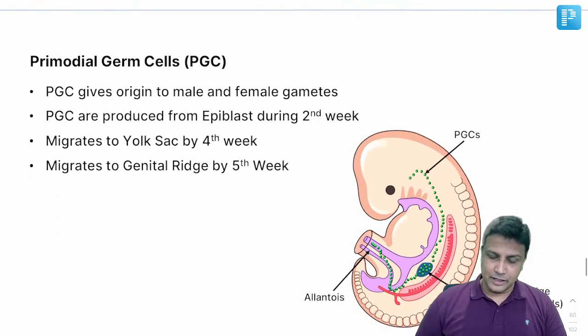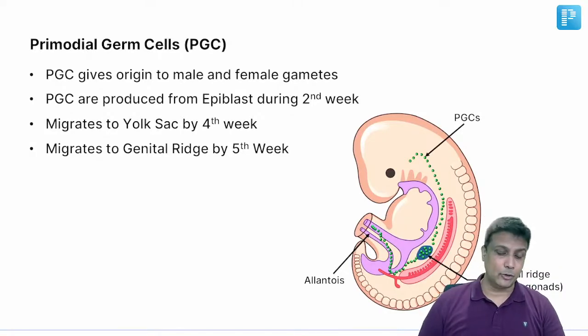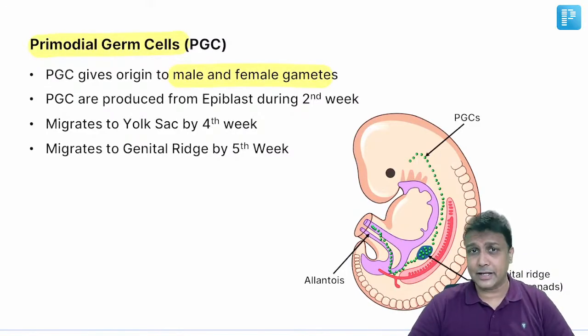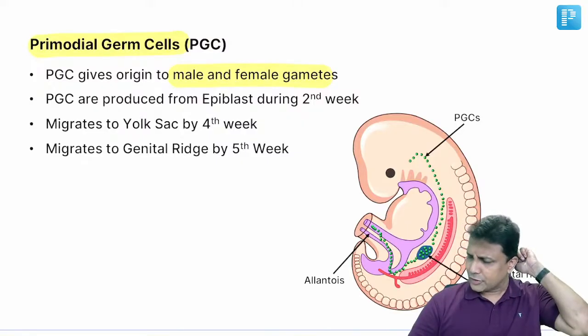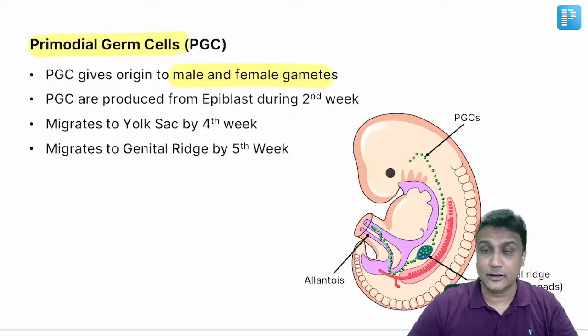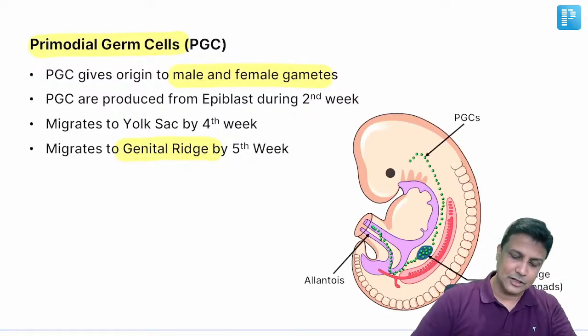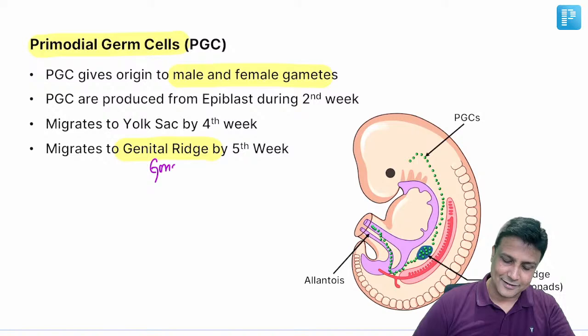Now my dear friends, remember in embryology, one small concept. Already questions have been asked from here. What about primordial germ cells? See, primordial germ cells are the ones which are going to form the male and female gametes. So if they're going to form the male and female gametes, of course, these cells have to migrate and go to the genital ridge. Why? Because the genital ridge is the one which is actually going to form the gonads.